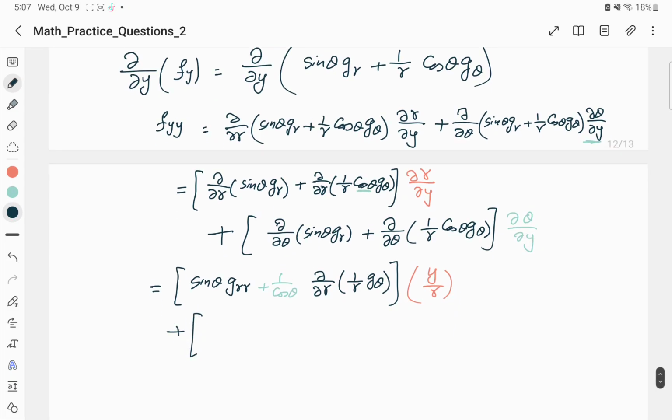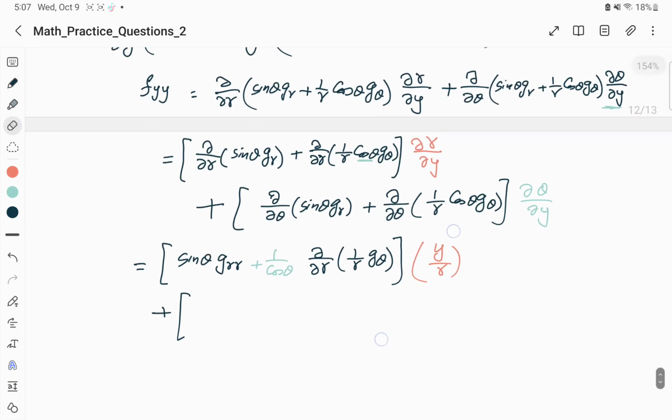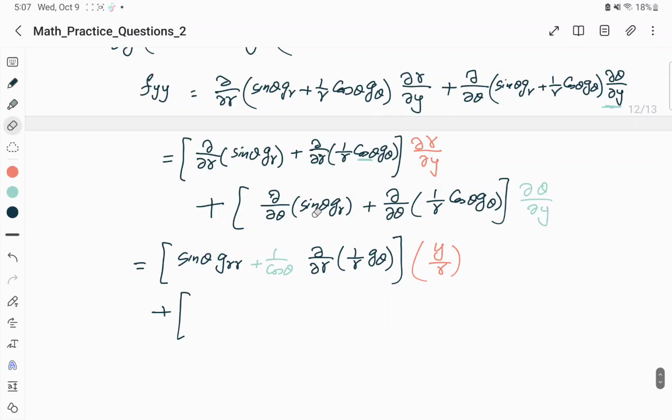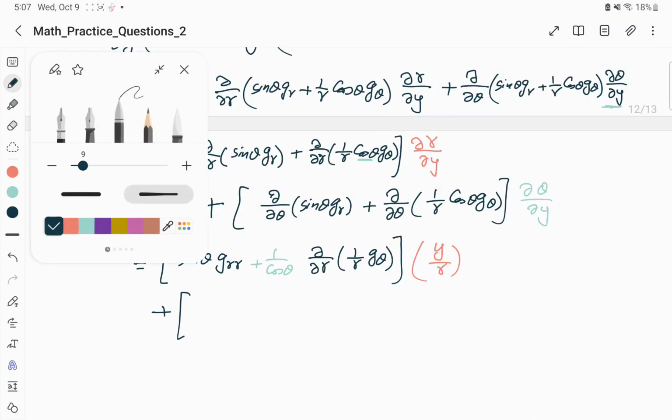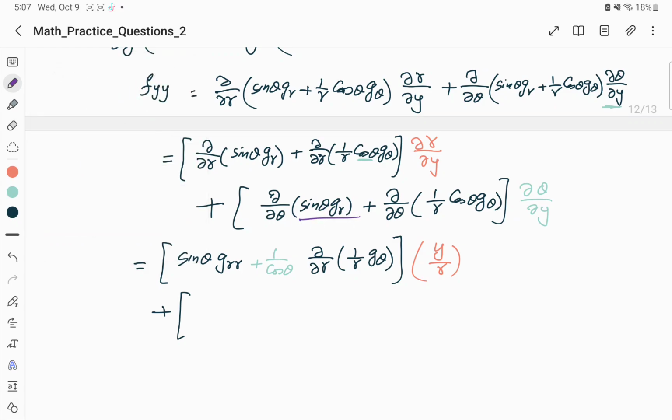Now I go to the second expression in this bracket. So here we have sine theta, which is also depending upon theta, and g_r is also depending upon theta, so I am going to apply the product rule over here. So the derivative of sine theta will be cos theta, g_r will be as it is, and then sine theta will be as it is. Derivative of g_r will be taken with respect to theta, so it will become g_r theta. And in the second expression, because we are taking derivative with respect to theta, this 1 over r is just a constant, it will be taken outside, and derivative with respect to theta will be applied on cos theta g_theta.